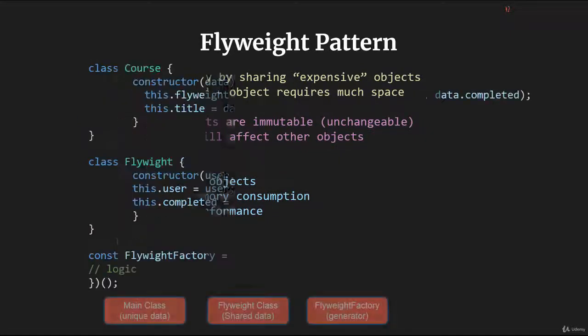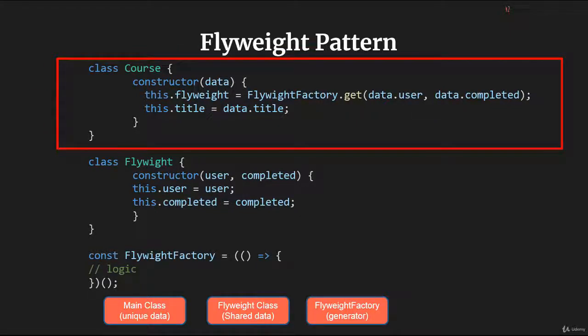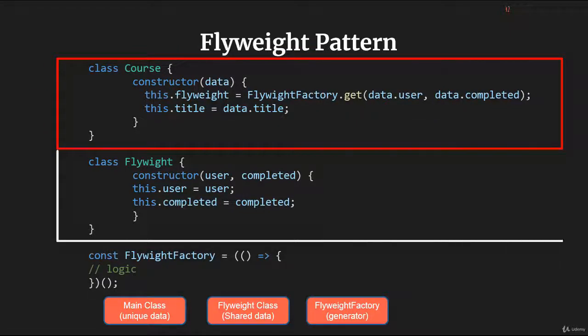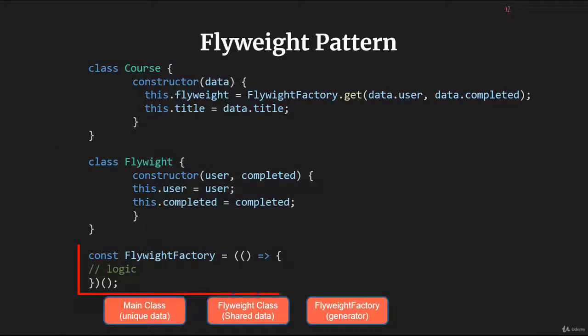Look at this simple example from our next lesson. We create a main class which contains unique data and a Flyweight class with shared data. Also, we have a Flyweight generator that generates Flyweights for us. How to implement this design pattern I will show you in the next video.